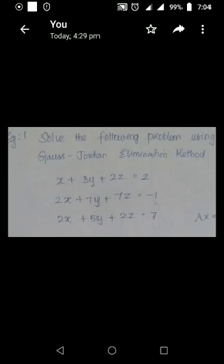Let us consider one example: solve the following problem using the Gauss-Jordan elimination method. The given linear equations, there are 3 equations here. One is x plus 3y plus 2z is equal to 2, 2x plus 7y plus 7z is equal to minus 1, 2x plus 5y plus 2z is equal to 7. These are in the form of AX is equal to B. Then we are going to move to the solution.